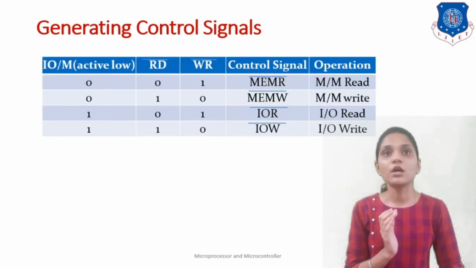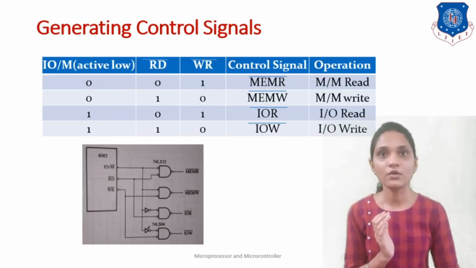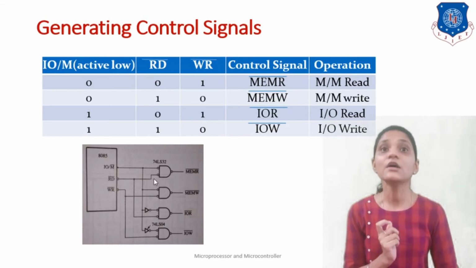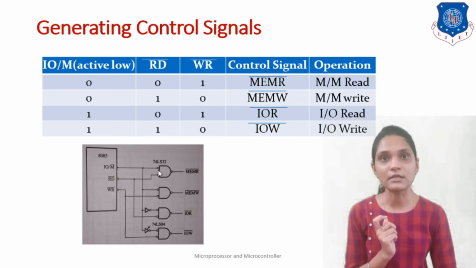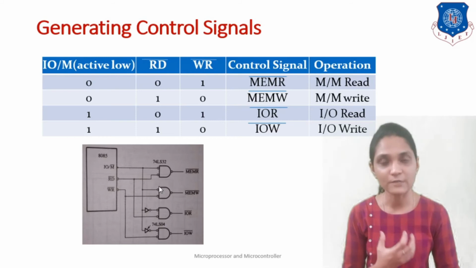The circuit can be like this. You can see we have combined the IO/M bar, RD bar and WR bar signals using this bubbled NAND gate. Here you can see that these inputs are inverted. This is the NAND gate with inverted inputs, which is known as the bubbled NAND gate. Its IC number is 74LS32.